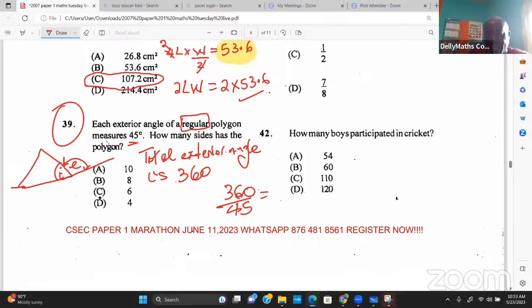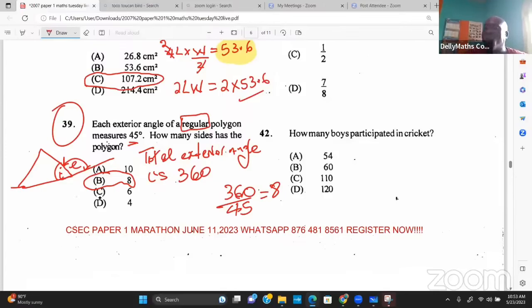You're going to have 8 sides. So this is the way to go, right? What you want to understand is that the total exterior angle of any polygon is 360. It doesn't matter. So if I know that angle out there, and when they say regular, they're telling you that all the angles are the same.